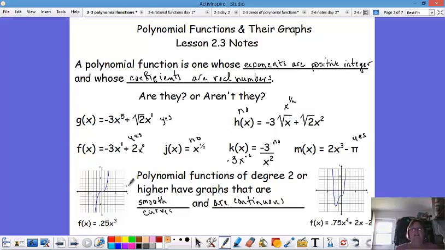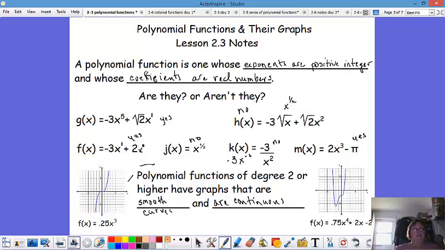We shouldn't, in a polynomial, have it start here and then take a jump and go that way. No good. Smooth curves and continuous. You should be able to trace over a polynomial without ever lifting your pen. There shouldn't be any gaps or holes in them. And the two polynomial functions that are pictured here, a cubic with a multiplier of 0.25 and a degree 4 polynomial with a leading coefficient of 0.75. Degree 4, and look at the end behavior there.